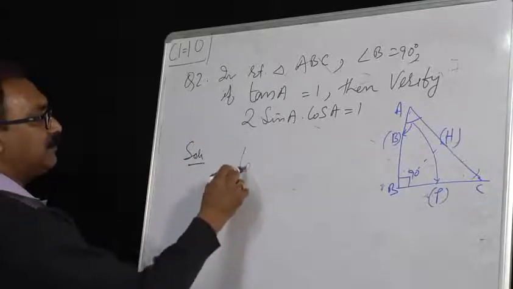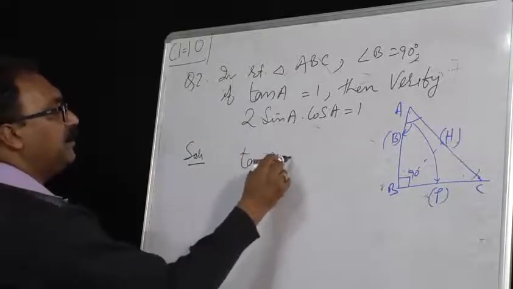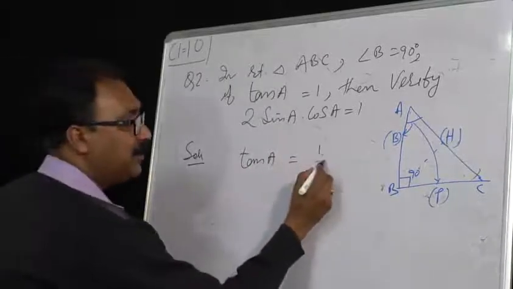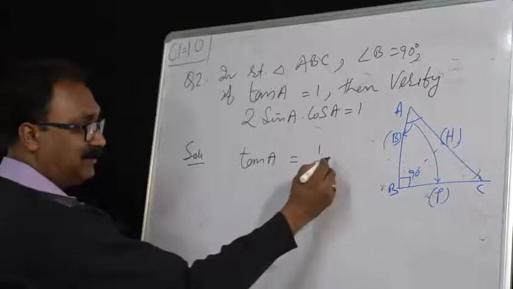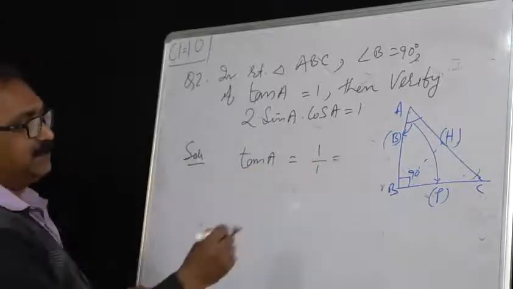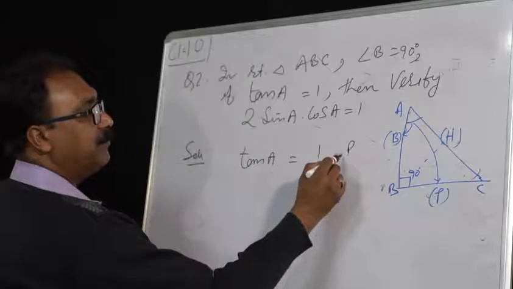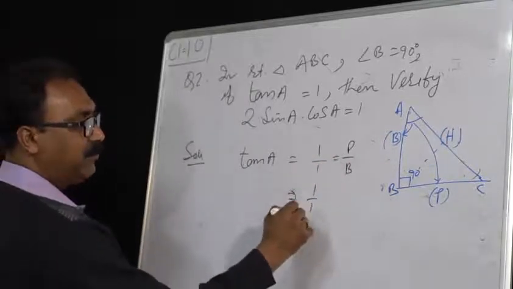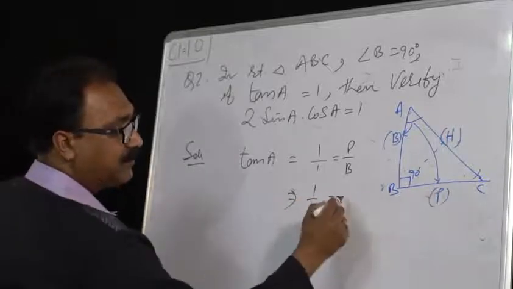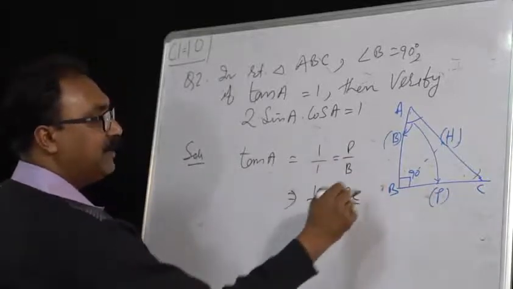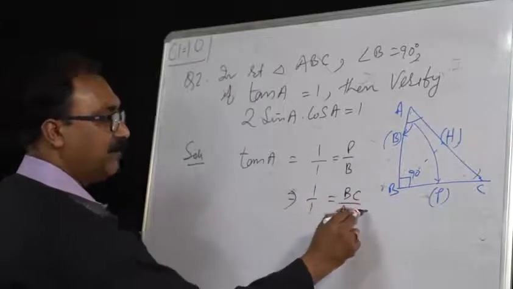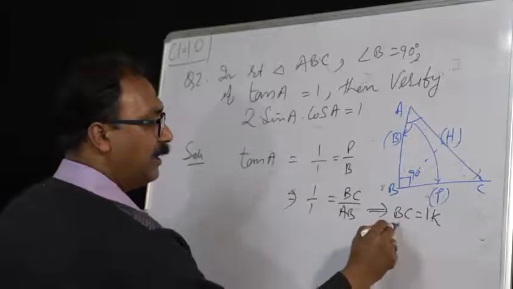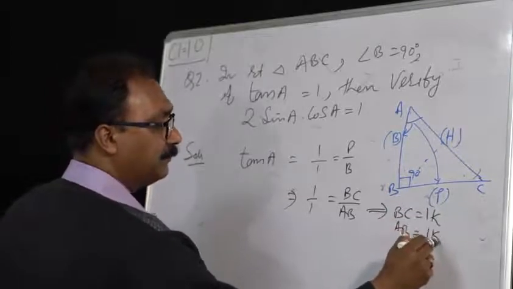Say they are given what? Tan A is equal to 1. There is a ratio, but nothing in the denominator, so we can consider 1. But we know the formula of tan A is perpendicular by base. So we can say 1 by 1 is equal to perpendicular, here BC, and base, AB. So we can consider BC as 1K and AB also as 1K.